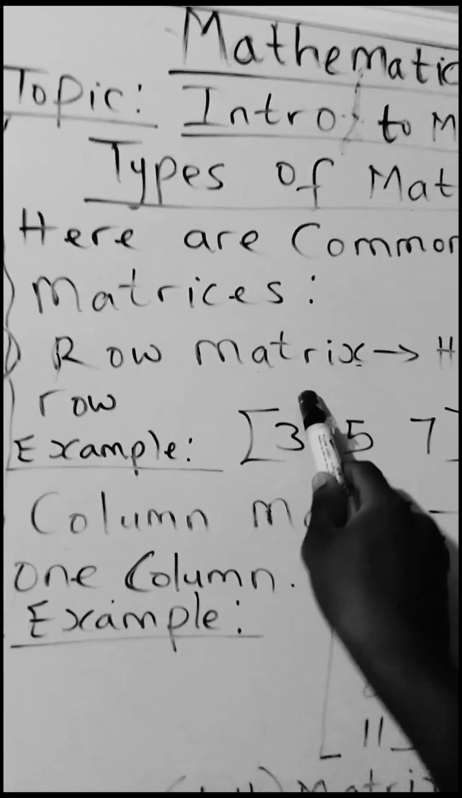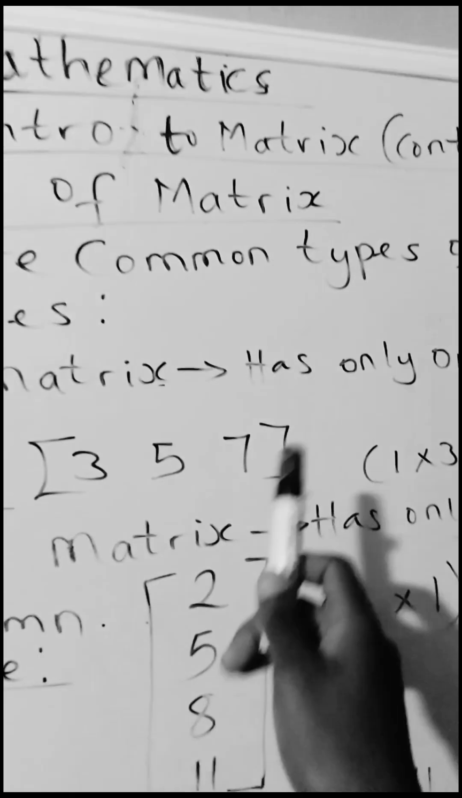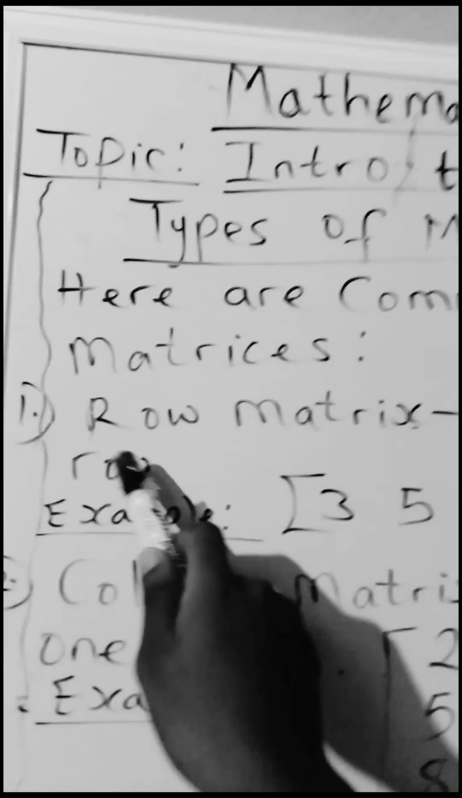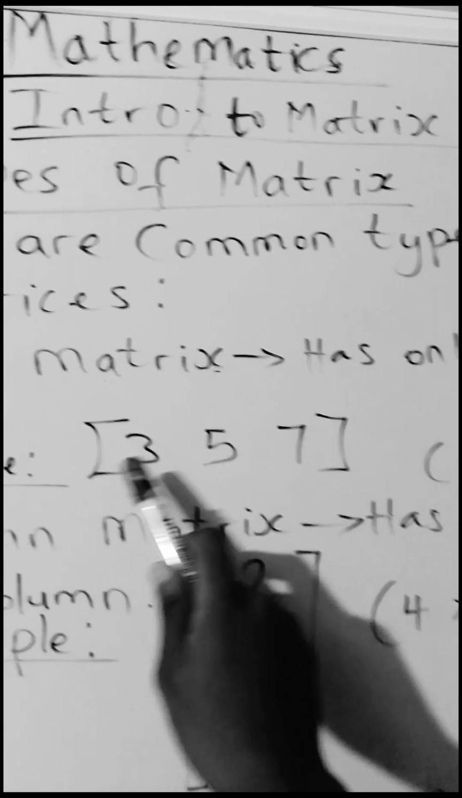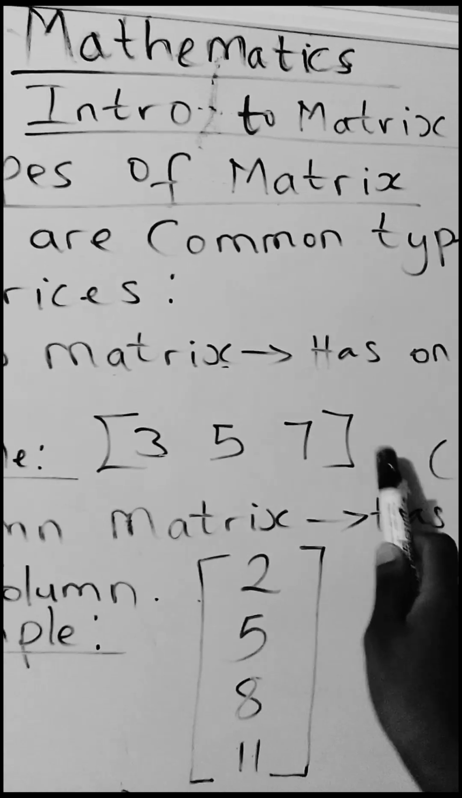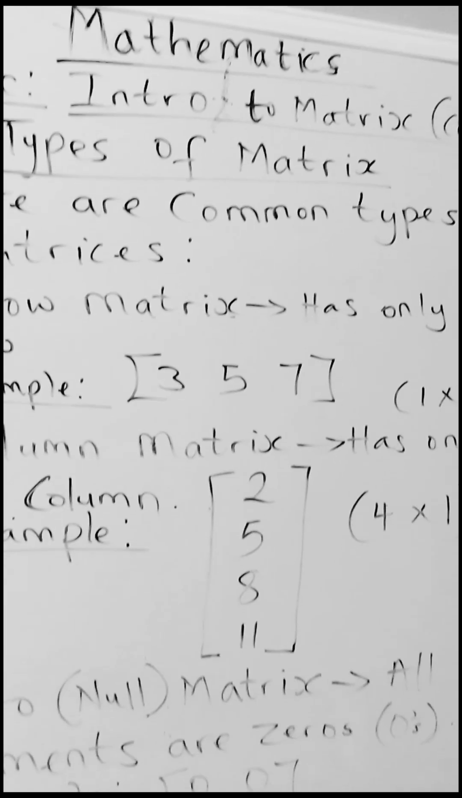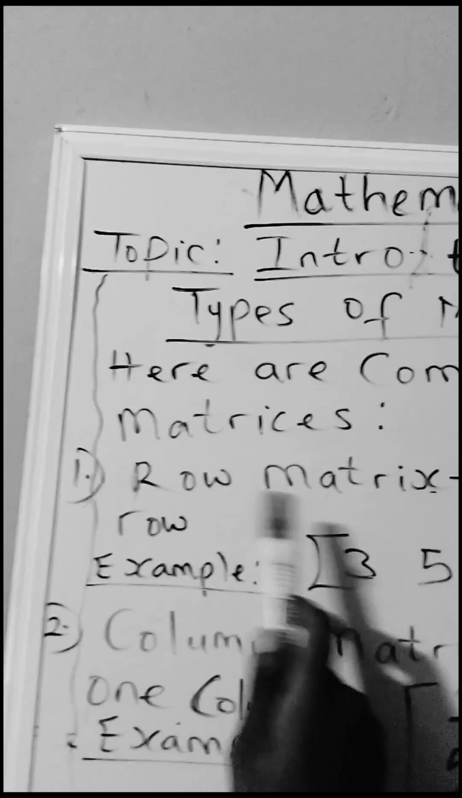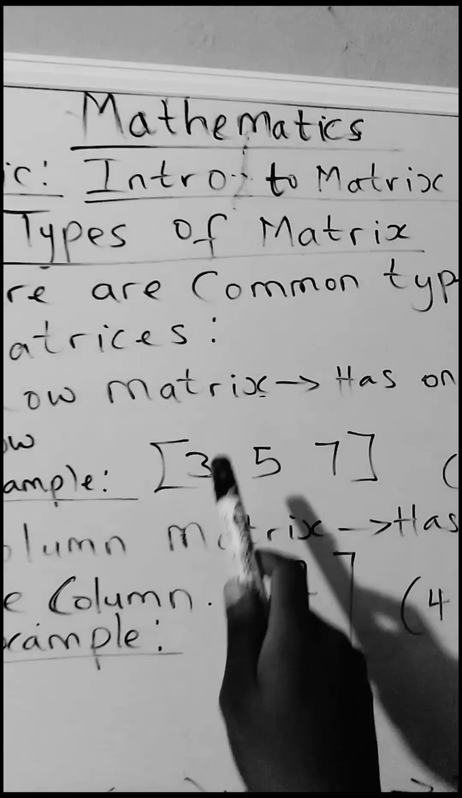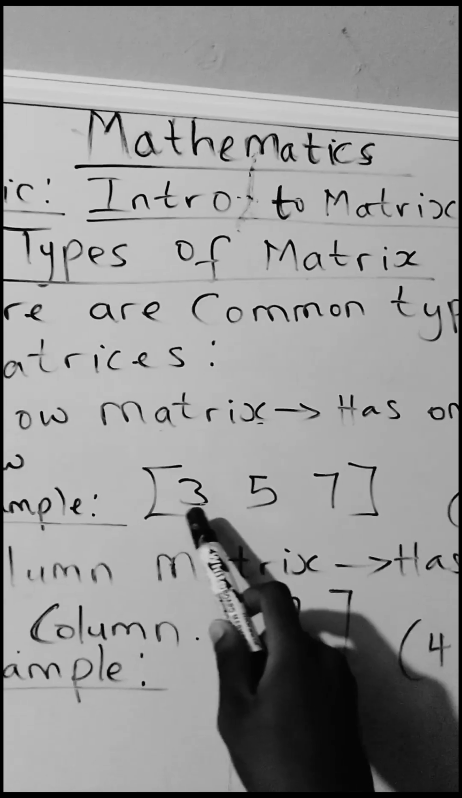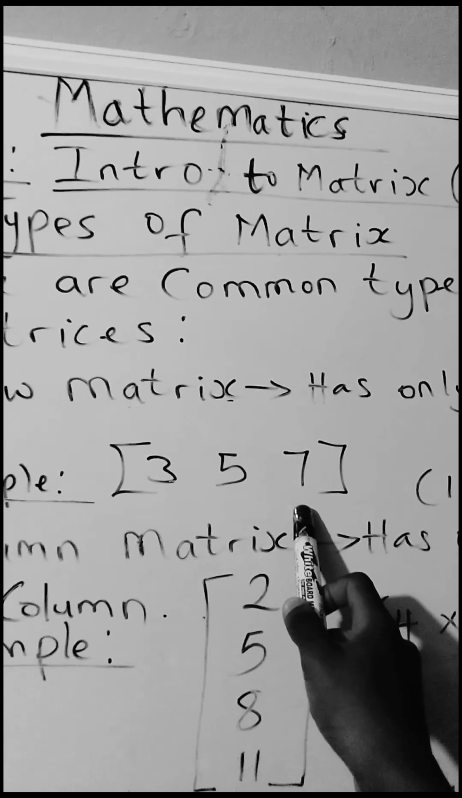A row matrix is a type of matrix that has only one row. For example, this is what we have. Remember that in our last lesson, we said rows are horizontal, while columns are vertical. So, a row matrix is a matrix that has only one row. For example, what we see here is a matrix with the elements 3, 5, 7.